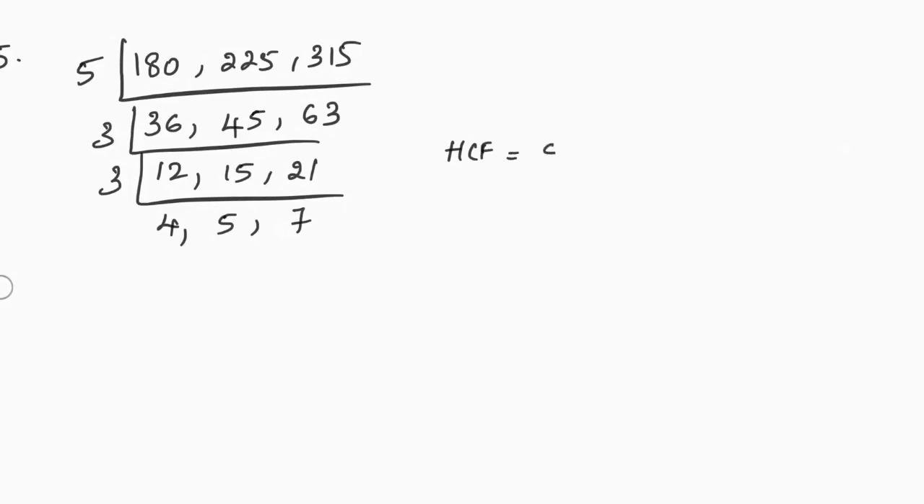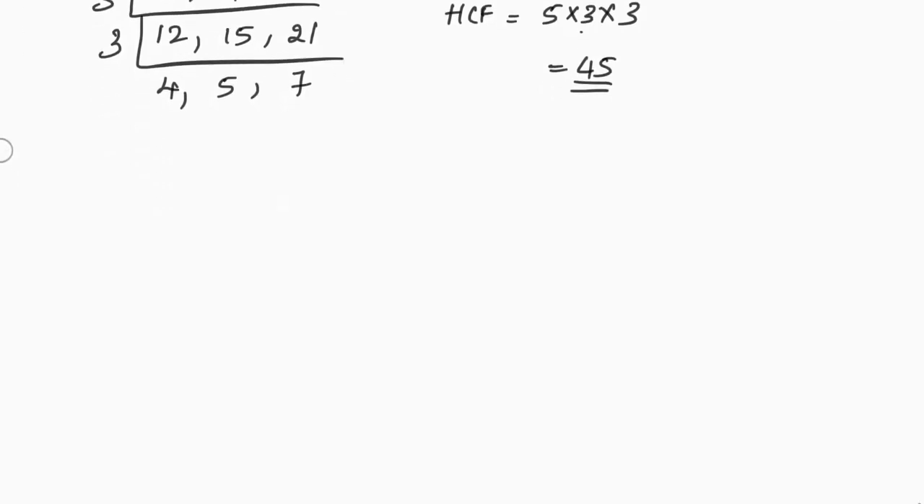So what is my HCF here? 5 into 3 into 3. 5 3s are 15, 15 3s are 45. So here 45 is the greatest number that divides each of the following: 180, 225 and 350. So this is how we can find it out.